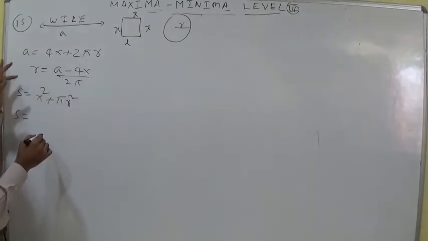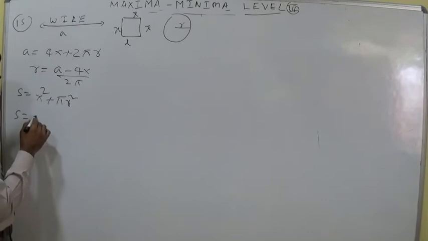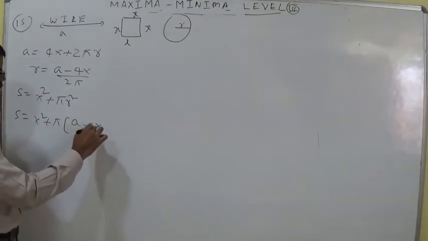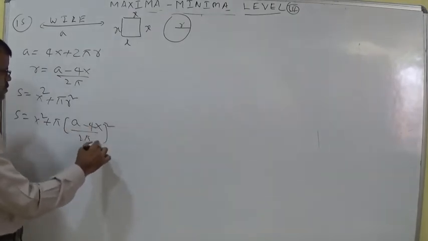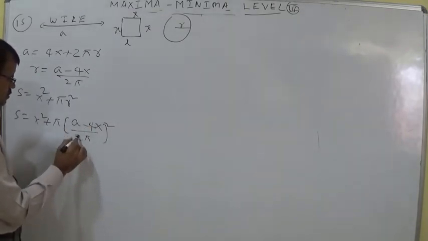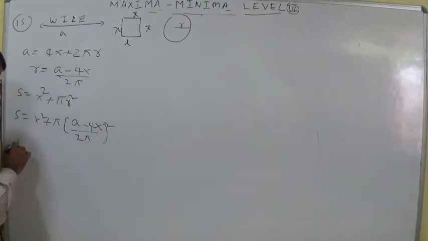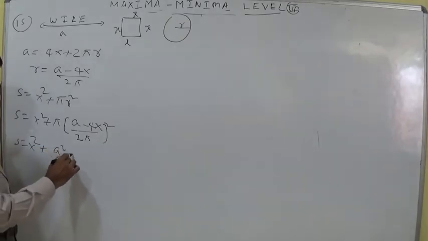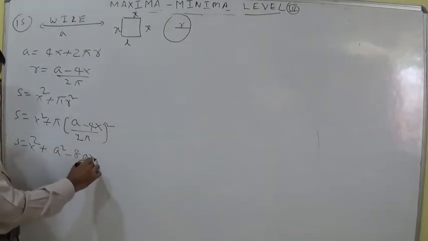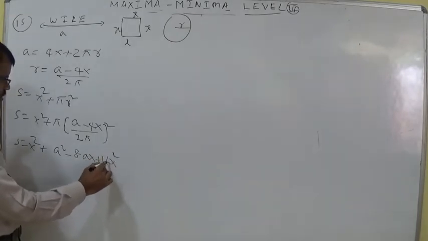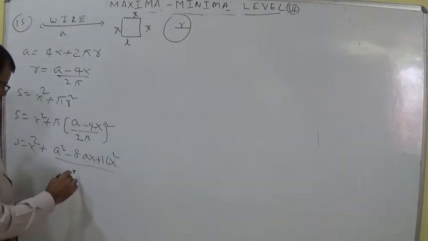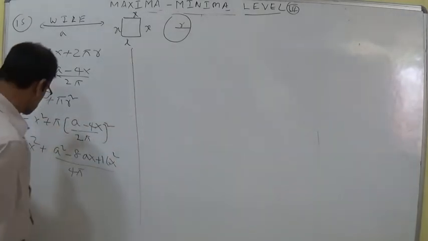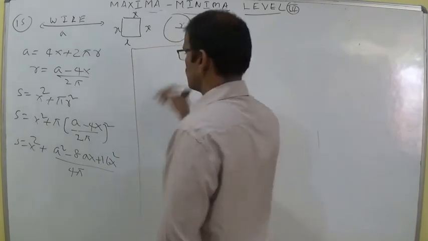So S is equal to the sum of areas, x square plus pi into (a minus 4x by 2 pi) whole square. Now S is equal to x square plus (a square minus 8ax plus 16x square) whole by 4 pi. Let us discuss the min or max concept.